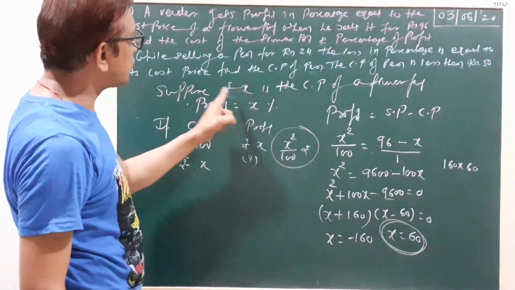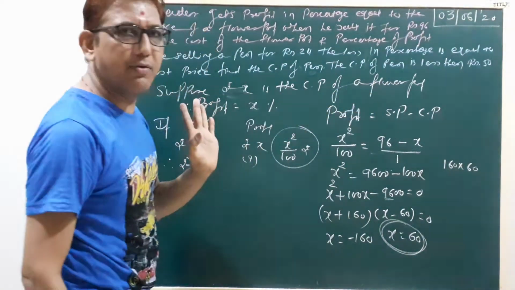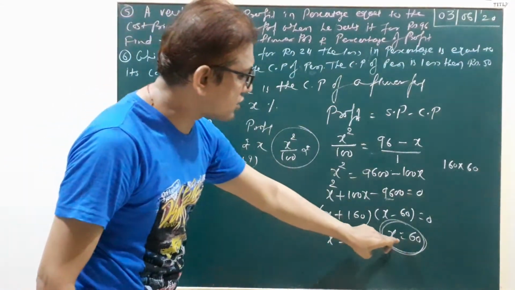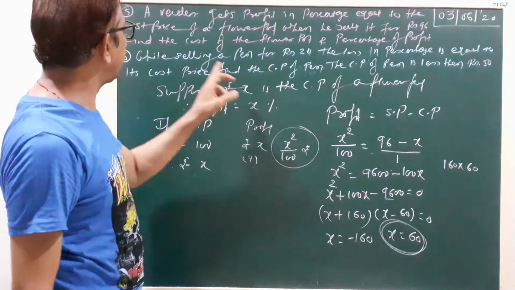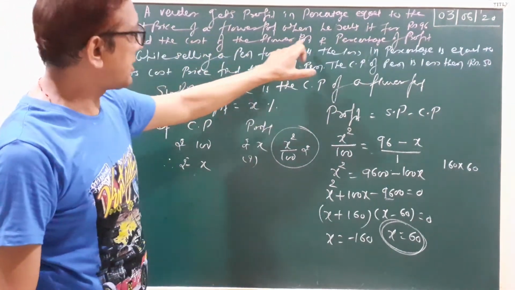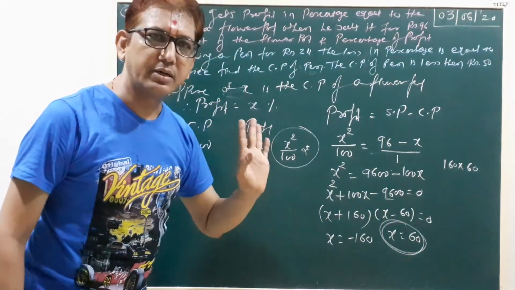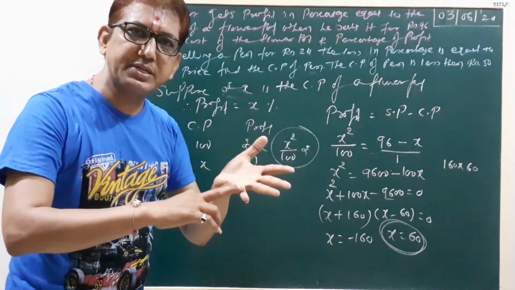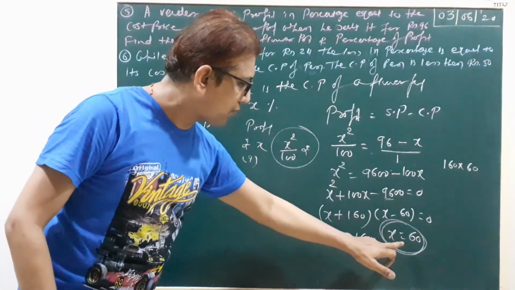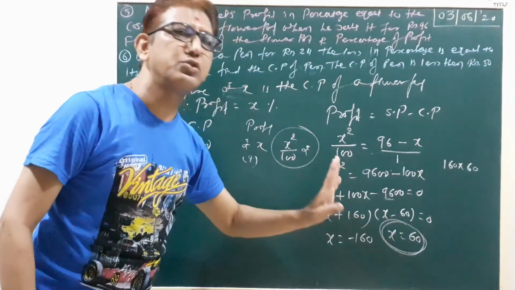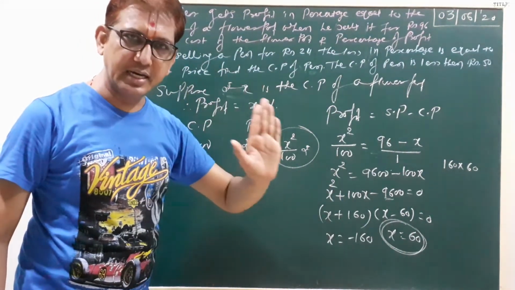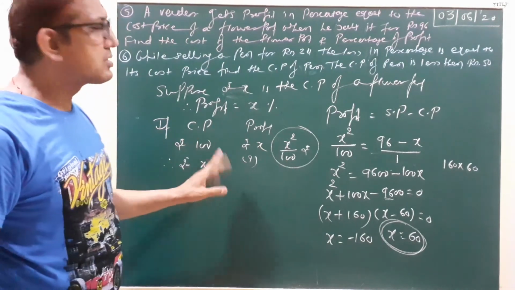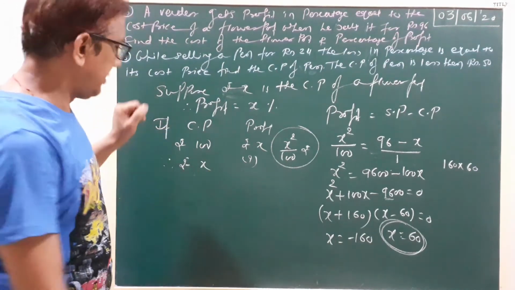Here we suppose rupees x is the CP of a flower pot. So our cost price is rupees 60. So our final question, find the cost price of the flower pot, 60 rupees. Alright? And the percentage of profit and cost price, both are the same. So therefore our profit percentage is also 60%. Is that clear? This one is the most important sum. Okay? Now second.